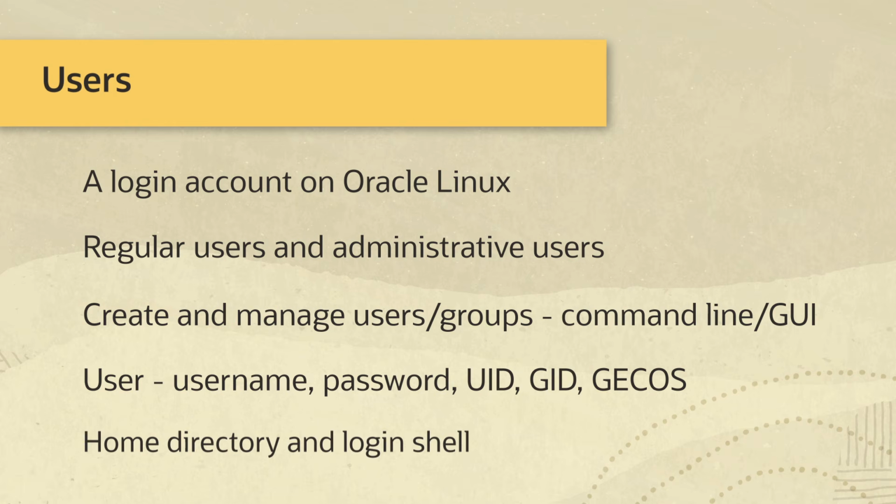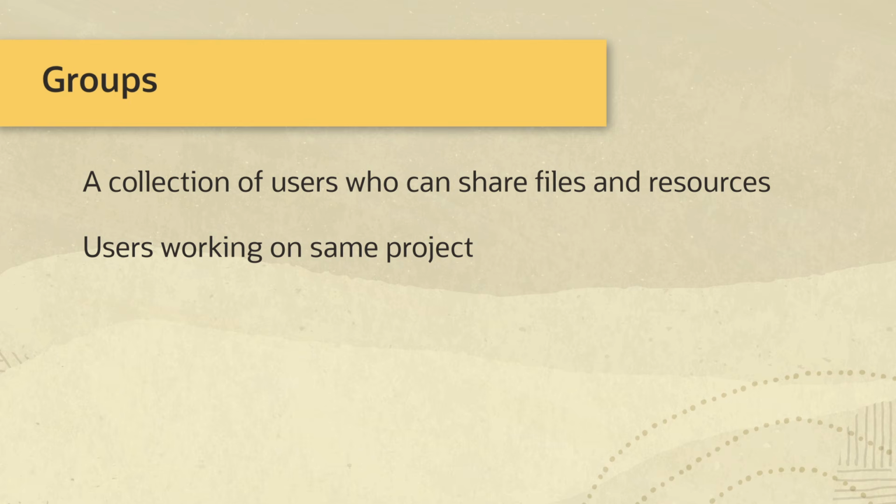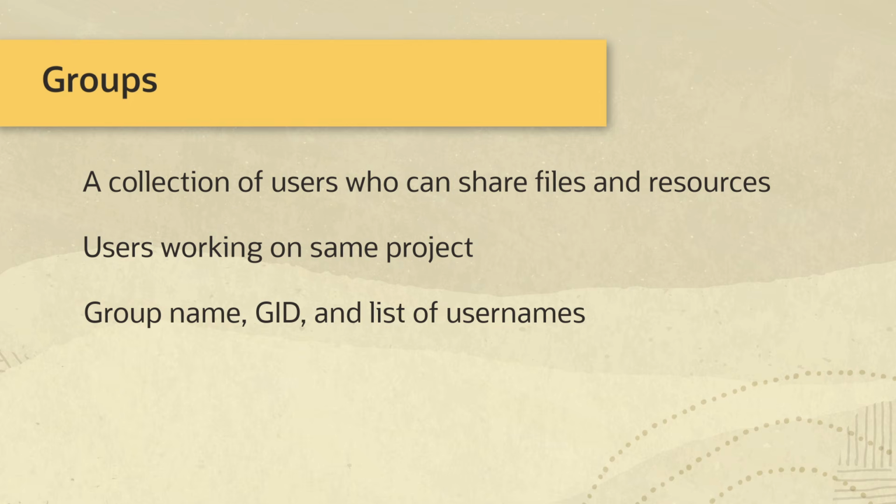A user's home directory is the place where a user logs in and stores files. A user's login shell is the user's work environment setup. Turning towards groups. A group is a collection of users who can share files and other system resources. For example, users working on the same project could be formed into a group. Each group must have a group name, a group identification number or GID, and a list of usernames that belong to the group. Let's explore users and groups more.